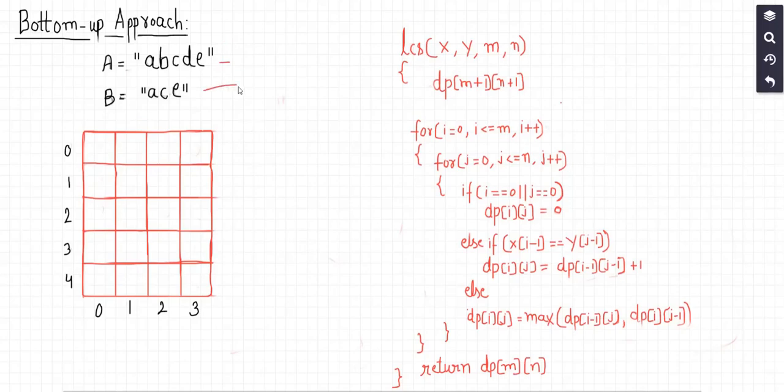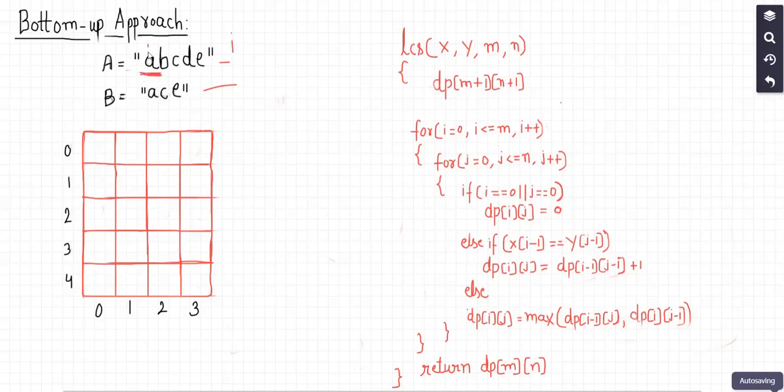So these are the strings, and this is the DP table, and I declare the DP table here. What I'm doing here is iterating over all the prefixes. So I start from A, and I use a pointer i.